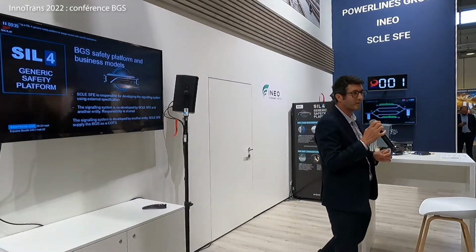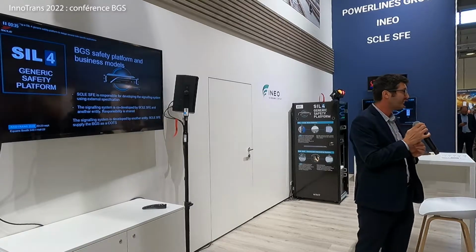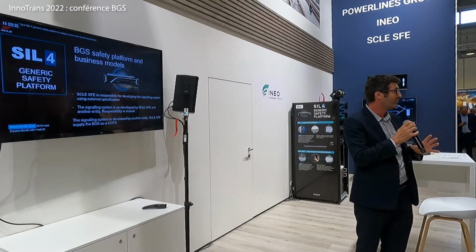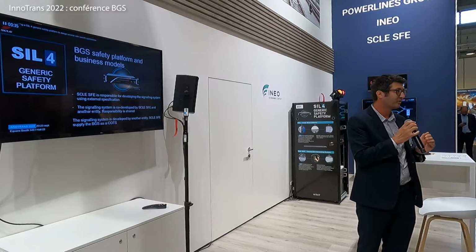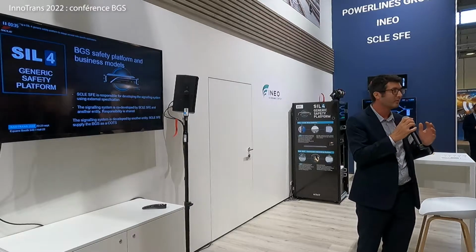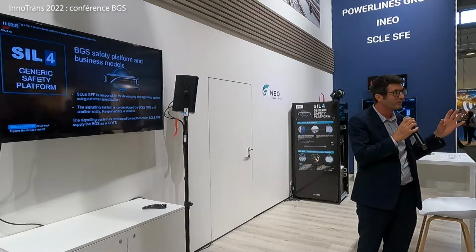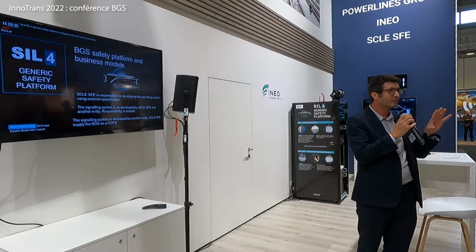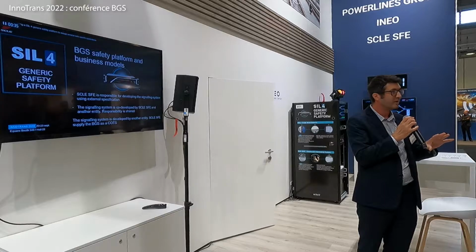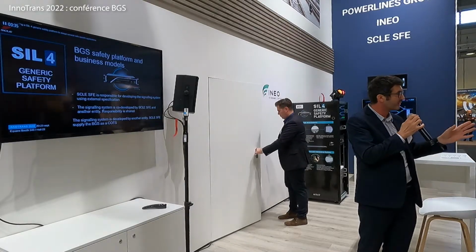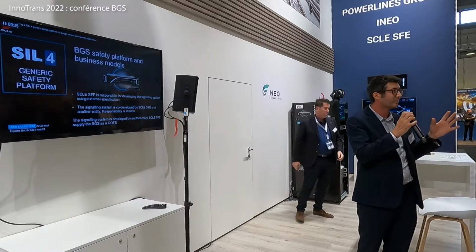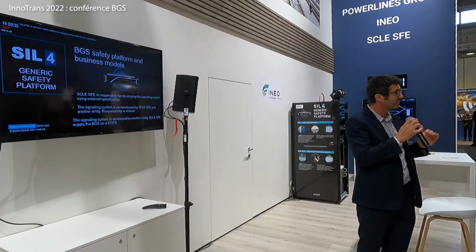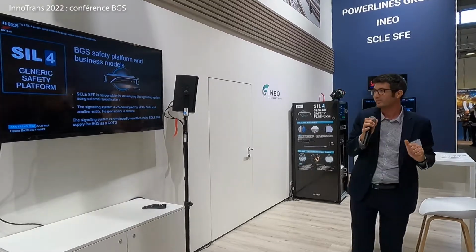So for the business model on the BGS, we can propose 3 ways to work together. First of all, we can make the whole system from a specification. We did that on several projects. The client comes with a specification, and we do everything from the system specification to the SIL certificate. We already work with Certifer and Bureau Veritas, and we can make the whole system ourselves. And we take the responsibility to design all of it.